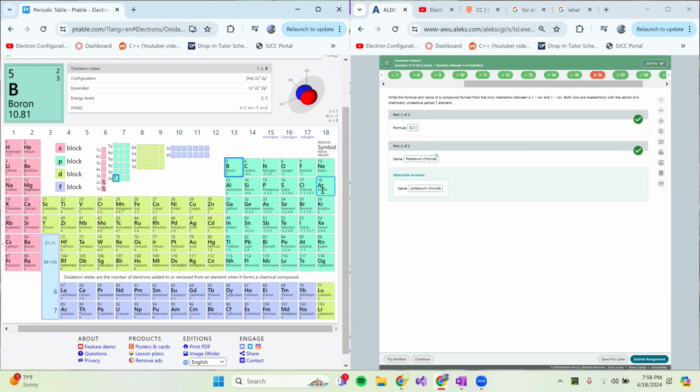has an element that has a plus one ion and a negative one ion. So it's basically chlorine and potassium. Chlorine gained an electron, which is going to be the negative one ion, and then potassium lost an electron, which is the plus one ion. And then you just remember the cation that lost the electron first, and then the anion second.